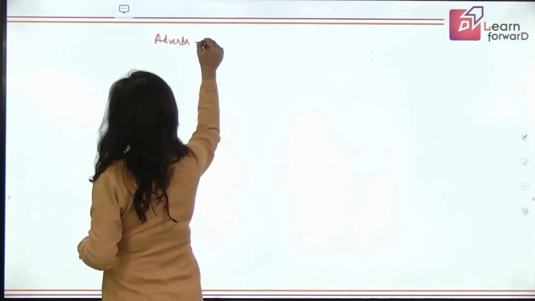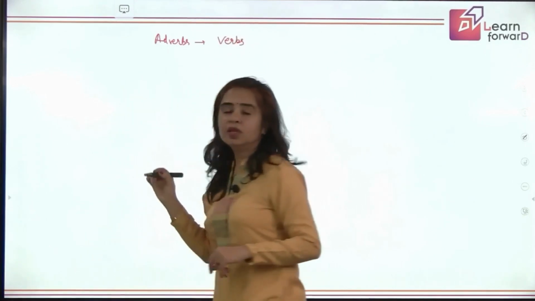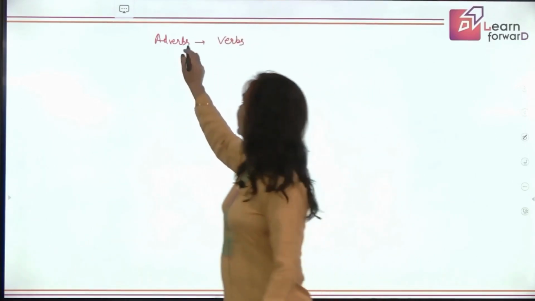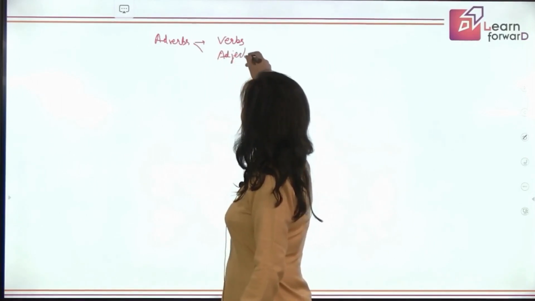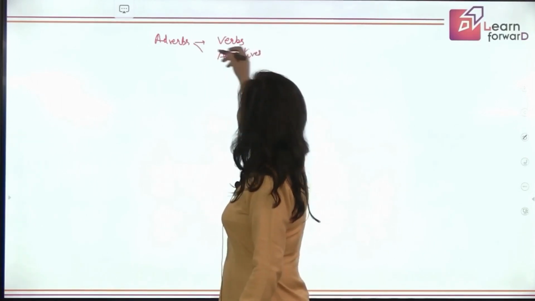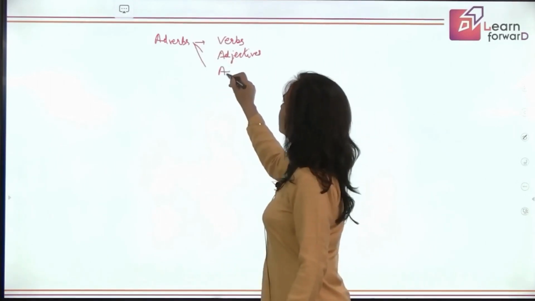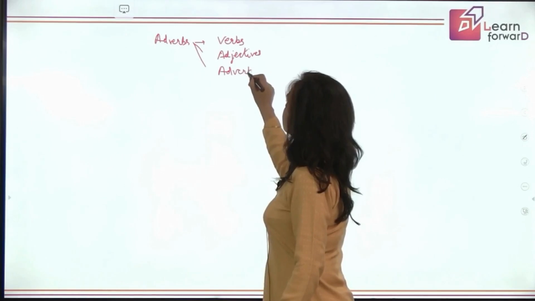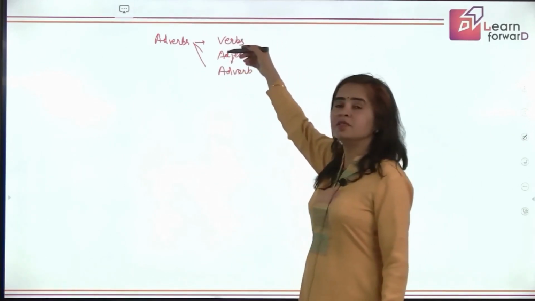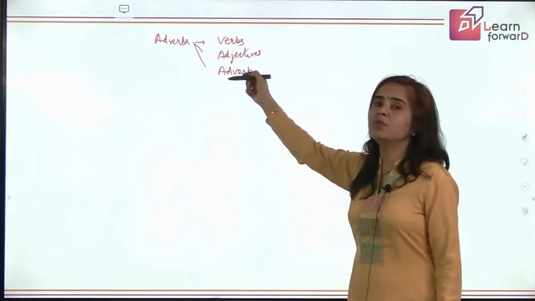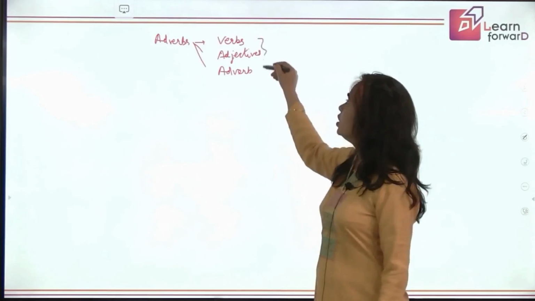Adverbs. That means they modify verbs. What else do they modify? They modify adjectives. Very good. And one more thing, they modify some other adverb also, right? So adverbs modify verbs, adjectives, and adverbs. It means they tell you something more about any of these three.